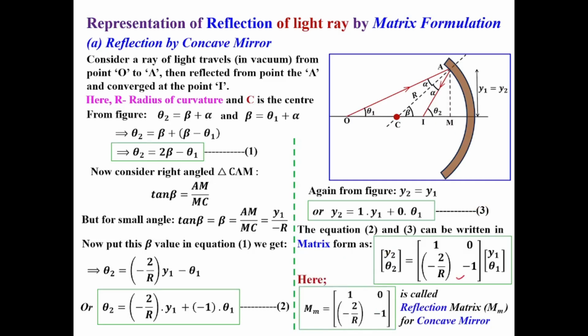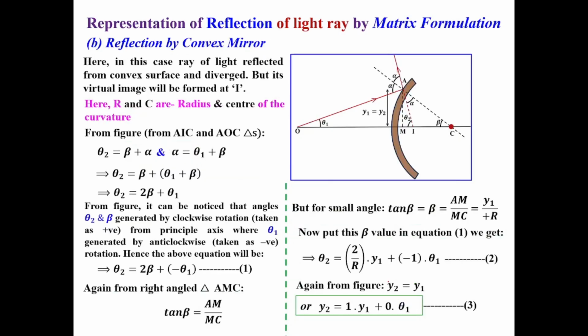Here this 2 cross 2 matrix is called your reflection matrix. In short, it is written as M subscript M. For concave mirror, MM or reflection matrix is nothing but 1 0 minus 2 by r minus 1.